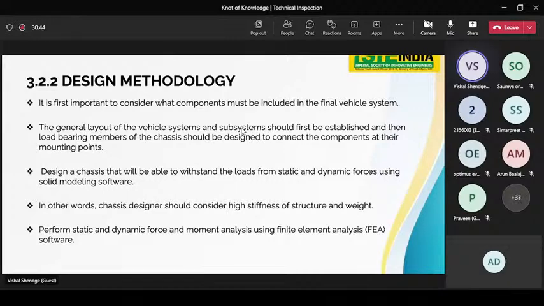Therefore, the chassis conforms to the shape and location of the components, including the drivetrain, engine mounts, cockpit, suspension links, and so on. If the chassis is designed the other way around, that is, the components are placed according to the chassis design, then the structure will have many engineering flaws.